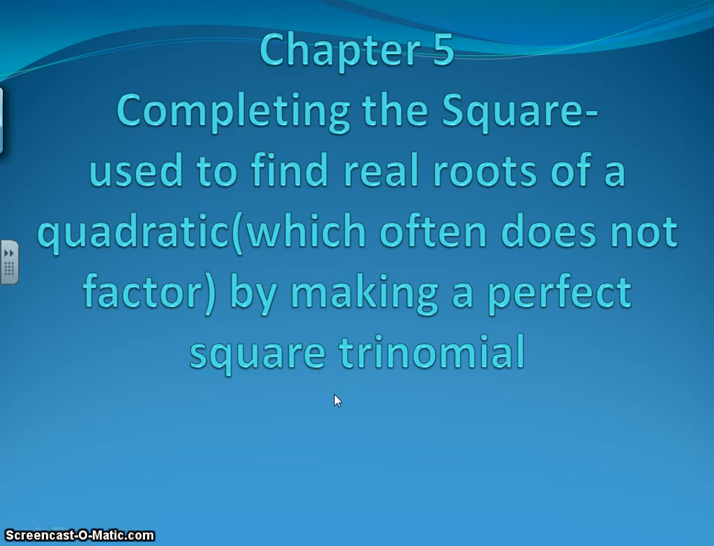Chapter 5, Completing the Square. Completing the square is used to find real roots of a quadratic by making a perfect square trinomial. We often use this method when the problem cannot factor or cannot factor easily.